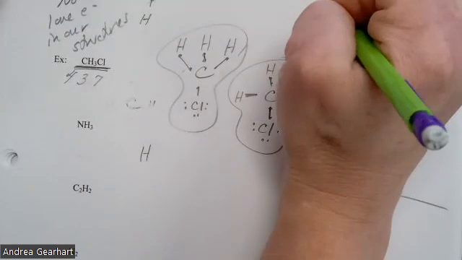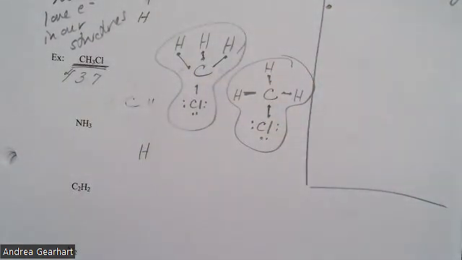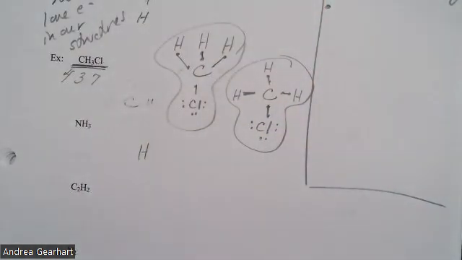Okay, one more thing that we could say is an observation. Halogens, they all come in with 7. They only need 1 more for their octet. Halogens will only form single bonds.